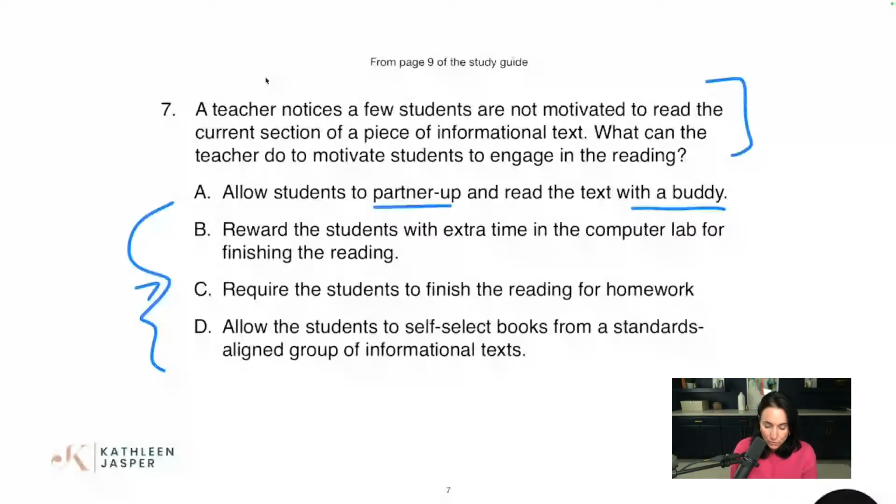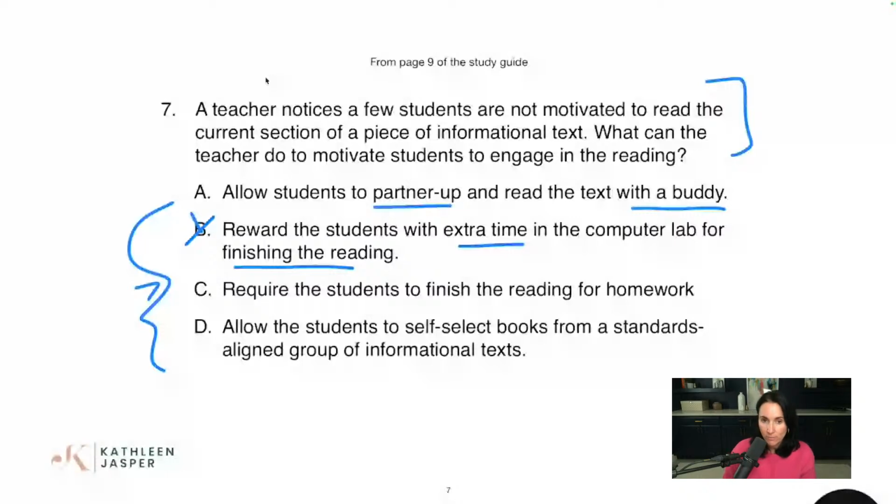B, reward the students with extra time in the computer lab for finishing their reading. This is typically never the correct answer on this exam. Extrinsic rewards for reading are not the correct answer. Now, do they work in real life? Yes. I was a reading teacher. If I dangled treats or homework passes or something in front of students, they would do the work.